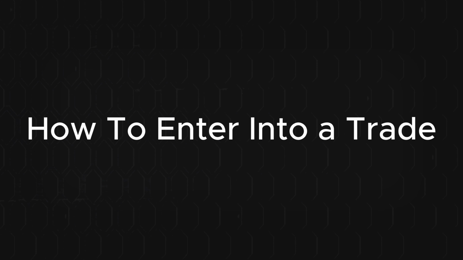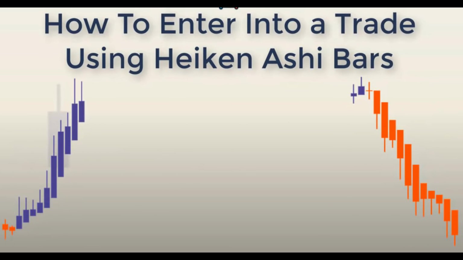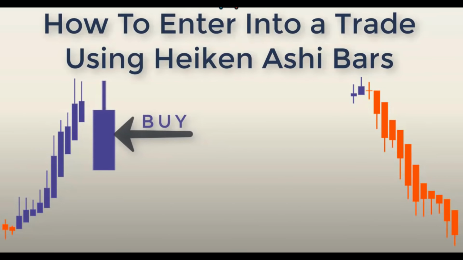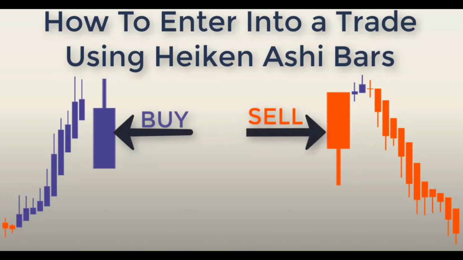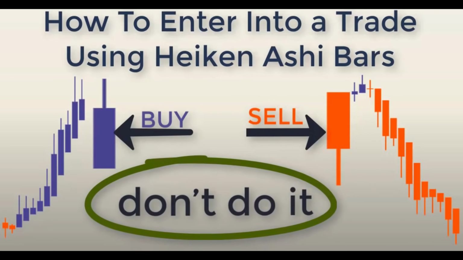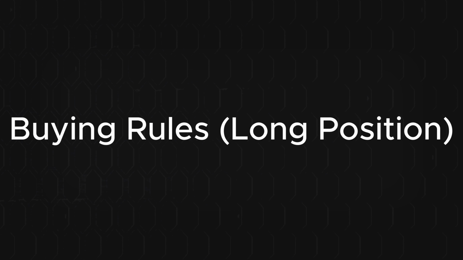And now, how to enter into a trade using Heiken Ashi bars? While it might be tempting to go long whenever you see a bullish Heiken Ashi bar, or go short whenever you see a bearish Heiken Ashi bar, please resist your urge to do so. I know there are people out there teaching to do this, but I know you're smarter than that, so don't do it. To have an edge trading the markets, you need to have certain criteria met before entering into a trade. Buying rules for a long position.